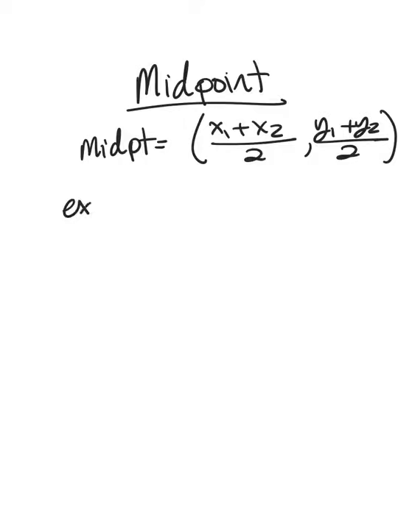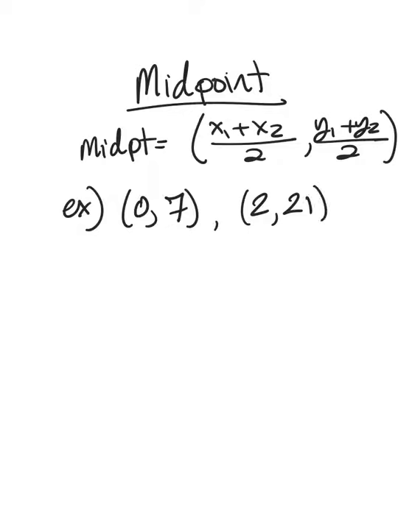So for example, if I had the points 0, 7, and 2, 21, and I wanted to find the point that's in between them, I would use this formula. First, I would identify my x and my y. The first one is always x, the other one is y. Because the one on the left is the first point, this will be x1 and y1. The second one is going to be x2 and y2.